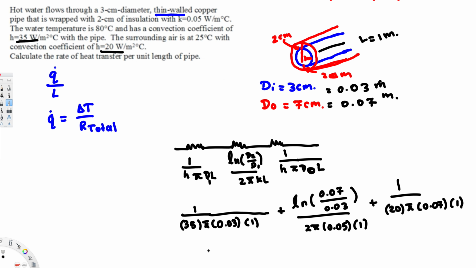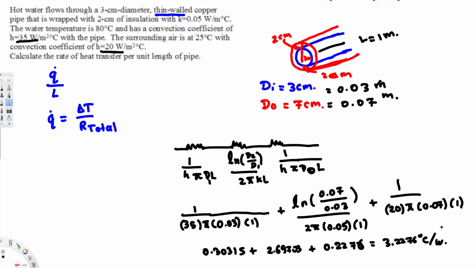Now if you calculate this, you should get 0.30315 plus 2.69703 plus 0.22736, and that's going to give you 3.2276 degrees Celsius per watt, right? Now we have this information.